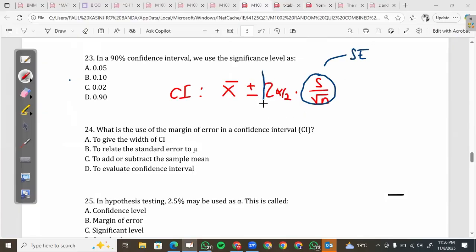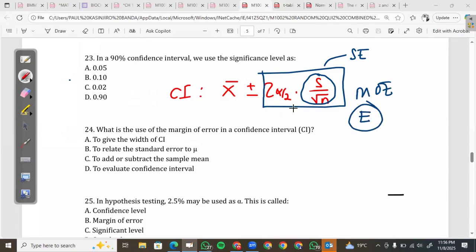Okay, and then when you multiply the standard error and the z-score, or the standard error and the t-score, you get the margin of error, which we just indicate by E like this. The margin of error is used to give the width of the confidence interval. Remember, to the sample mean we add this to find the upper bound of that confidence interval, and then we subtract this to find the lower bound of the confidence interval. So by doing so, it helps give you the width of the confidence interval.